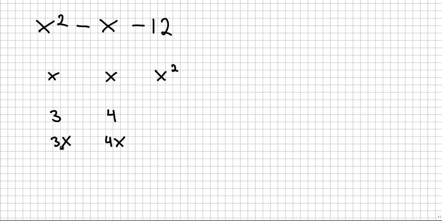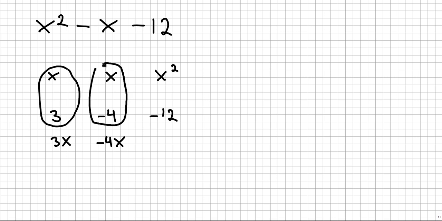If we have 3x and 4x, how can we get minus x? Well, if we have plus 3x and then minus 4x. So it has to be plus 3 and minus 4. Let's see if we can get minus 12. 3 times minus 4 is minus 12, so it's okay. Now we just have to write this expression as bracket x plus 3, bracket x minus 4.